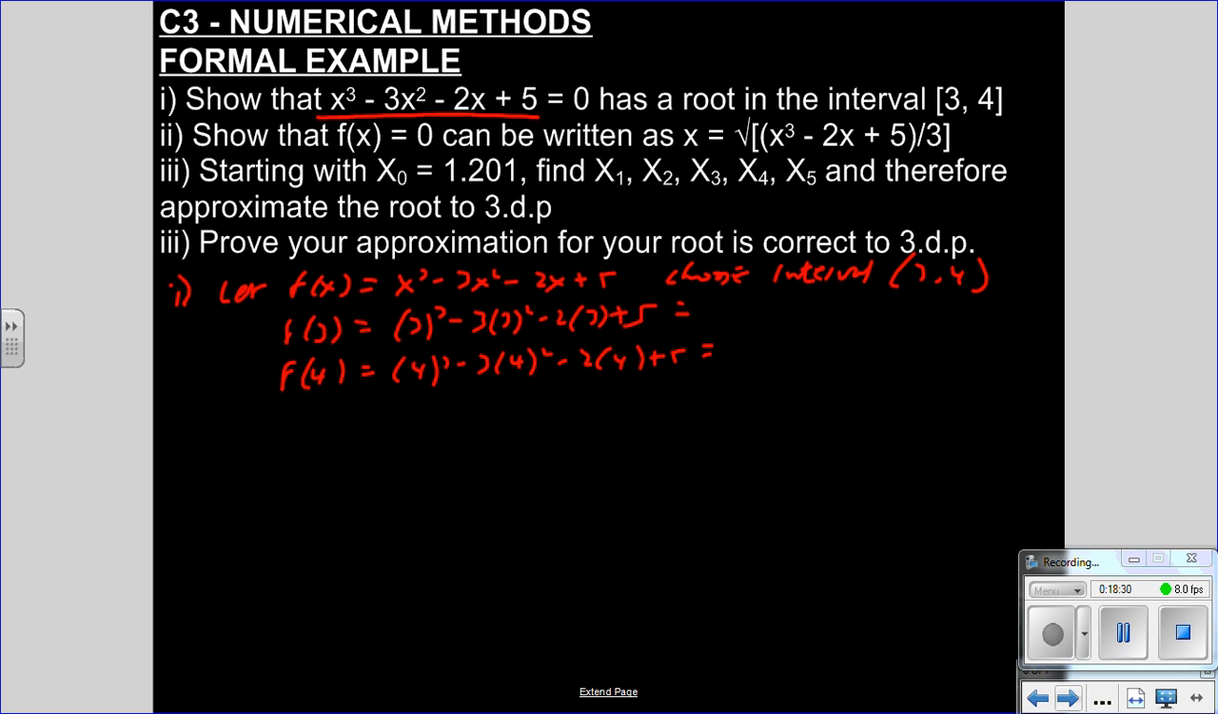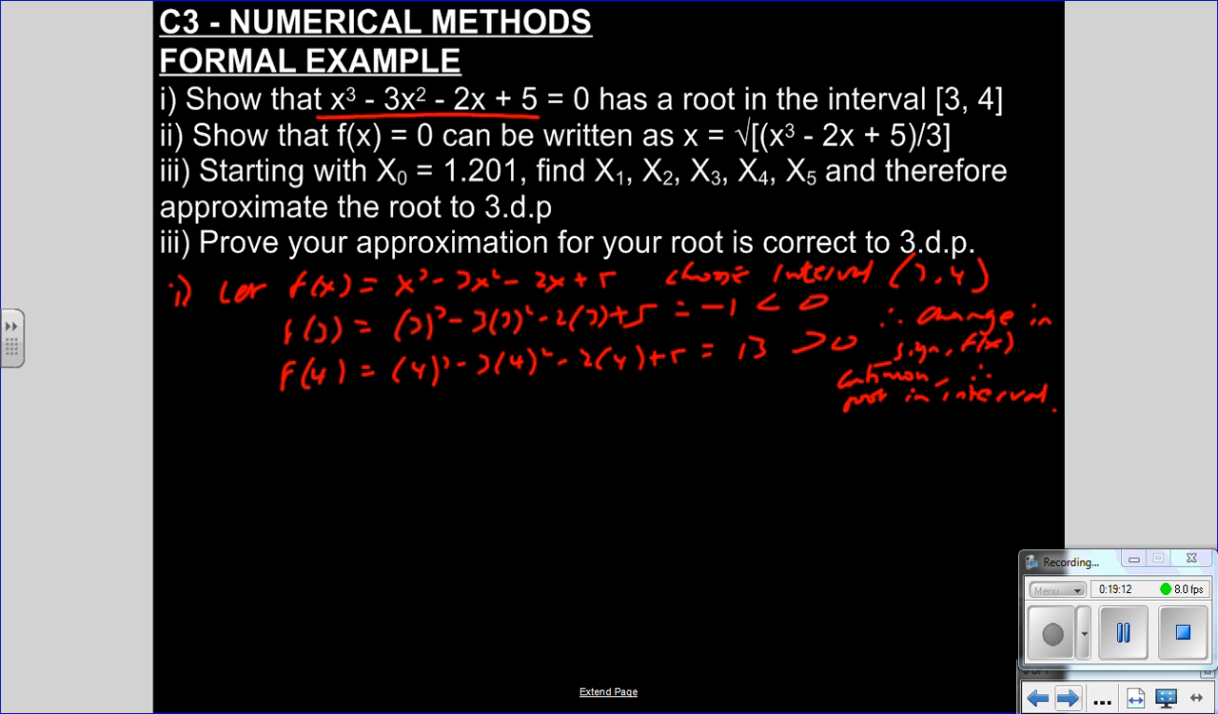Let's work those out. Calculators out. 3 equals answer button cubed minus 3 answer squared minus 2 answer plus 5. That's minus 1, which is less than 0. 4, answer cubed minus 3 answer squared minus 2 answer plus 5. 13, which is greater than 0. Therefore, there must be a root in there because there's a change in sign. So therefore, this is what you would write. Change in sign. F of x is continuous. Therefore, root in interval.